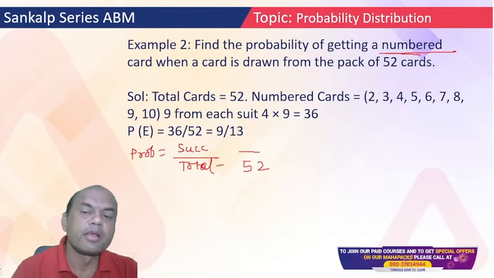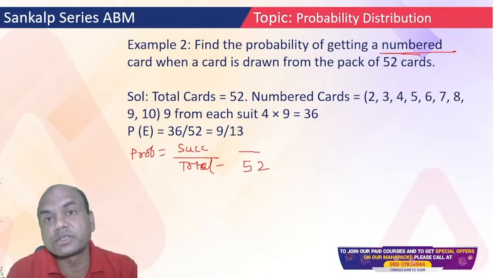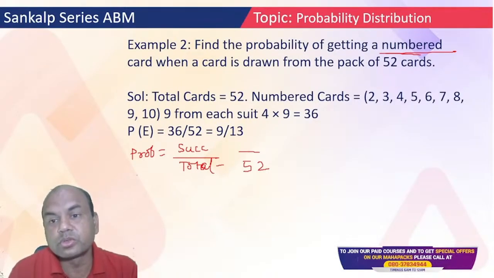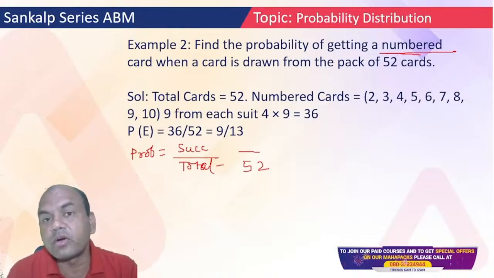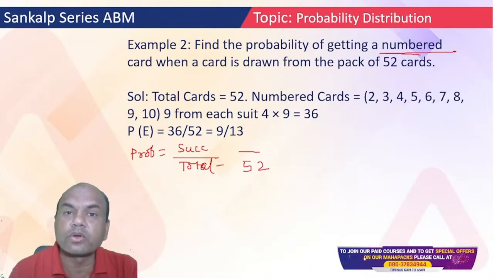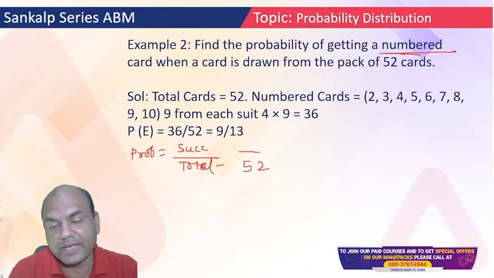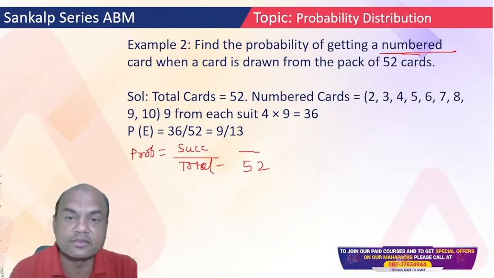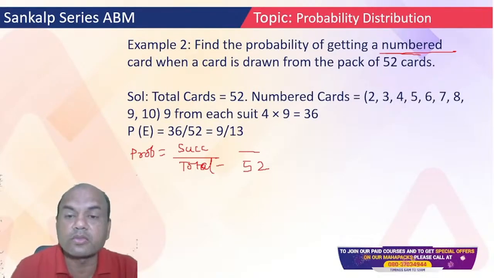Numbered cards are, what are numbered cards? Which are having numbers. So 2, 3, 4, 5, 6, 7, 8, 9, 10. Up to 10 you have all the numbered cards. After 10, what do you have? You have the jack, the queen, the king, and the ace. So these are all called as what?